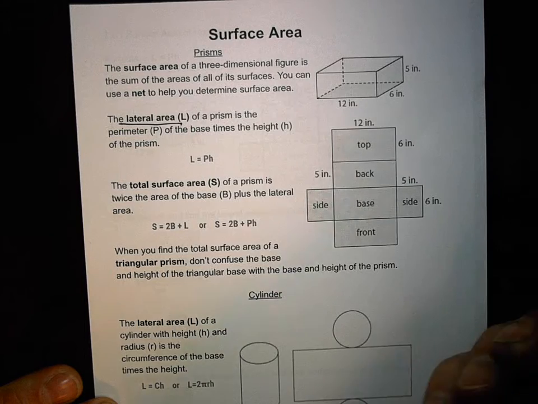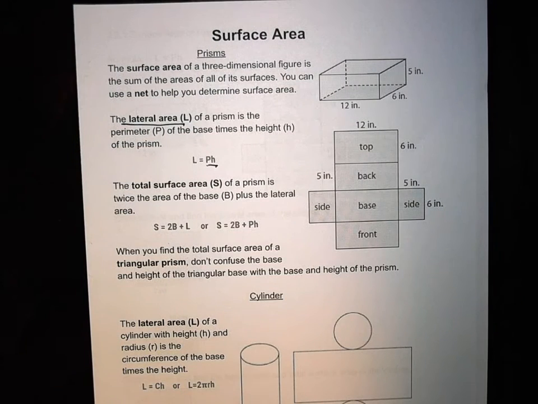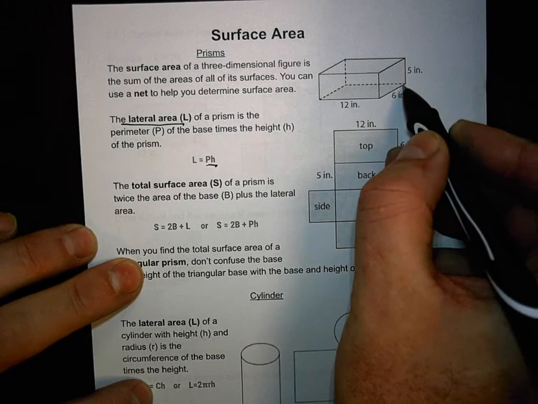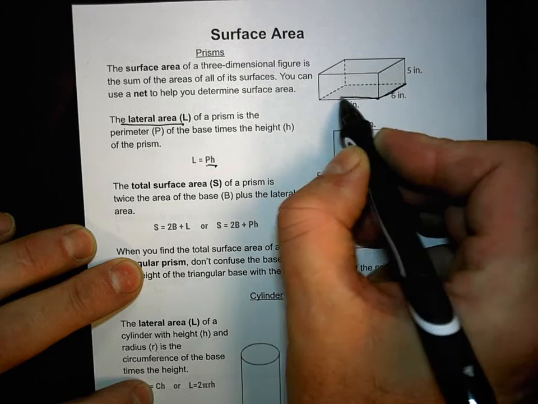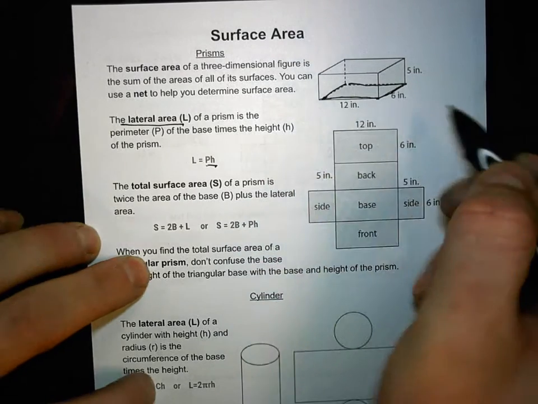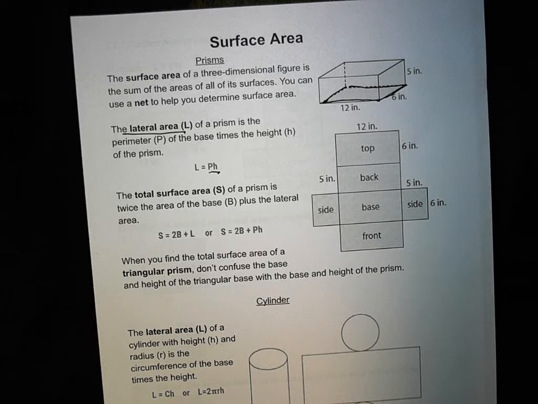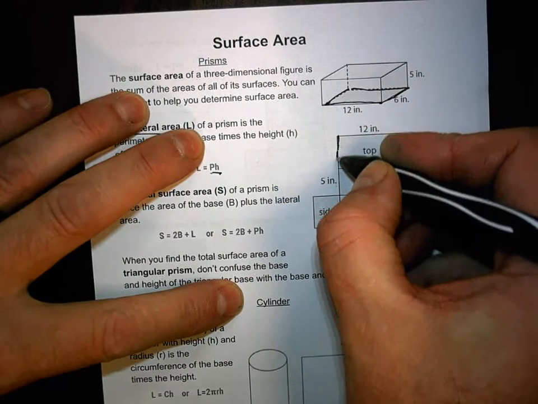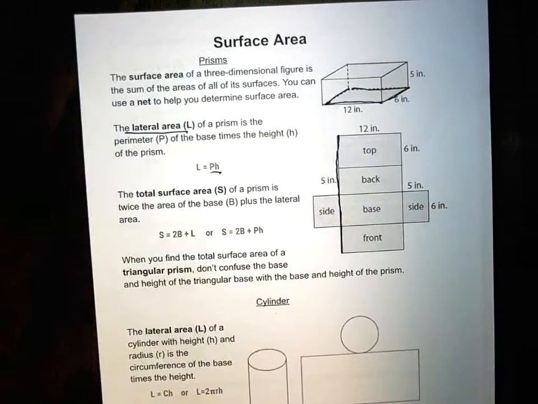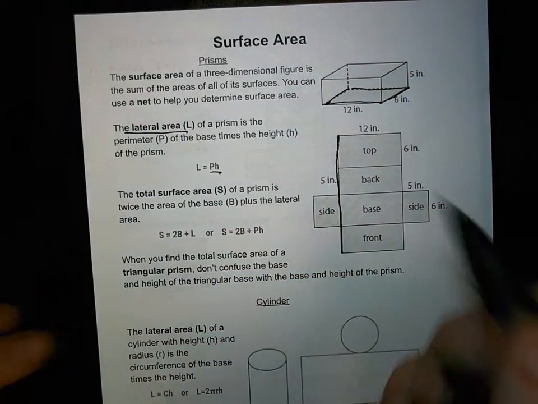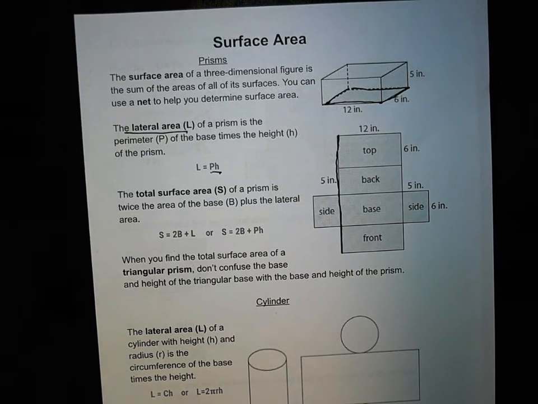So lateral area is real simple. It's perimeter times height. We did perimeter times height earlier, right? The perimeter is around the base. When we open up the net, perimeter is just one side.